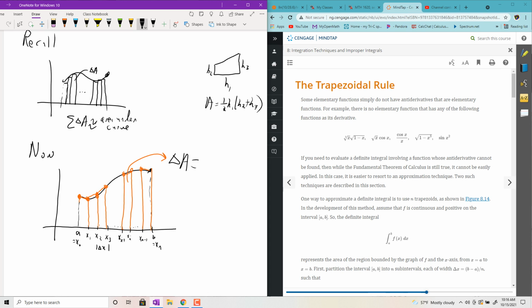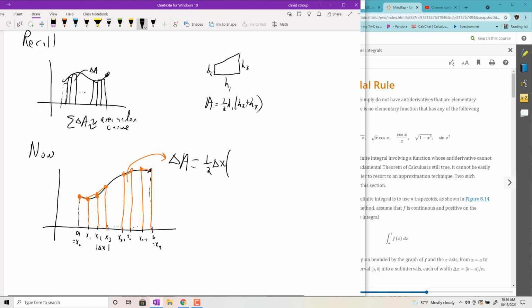So in our picture, this area increment, what is that? The H1 is the base, so it'll be 1/2 times the base, which is change in x. And then H2 is the height based off of this left endpoint. So H2 then will be f, assuming this graph is described by f of x.